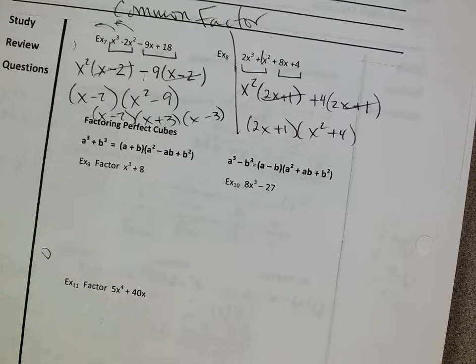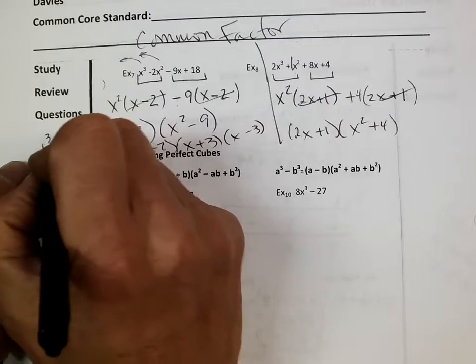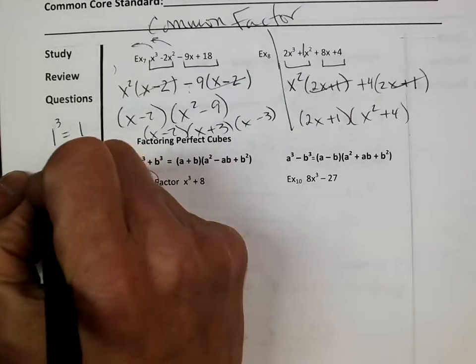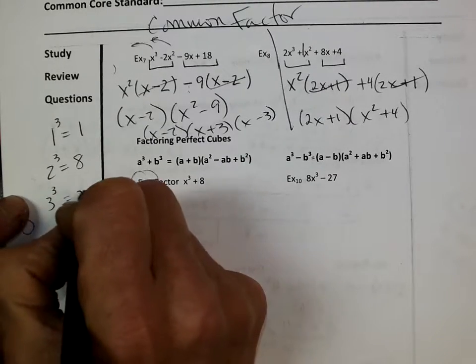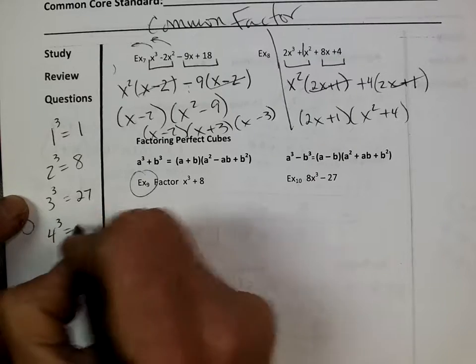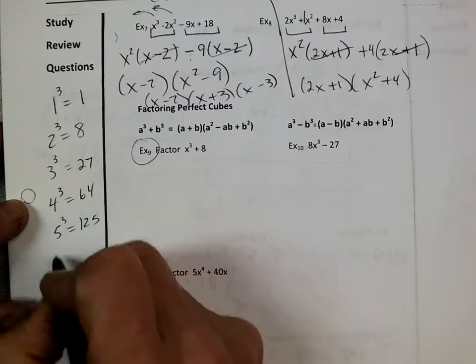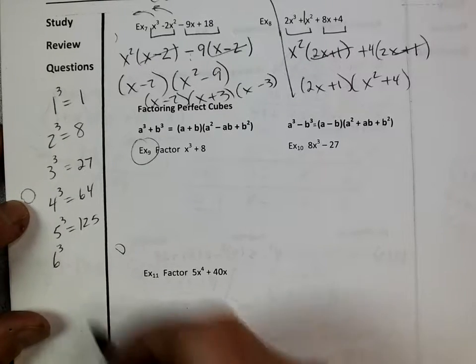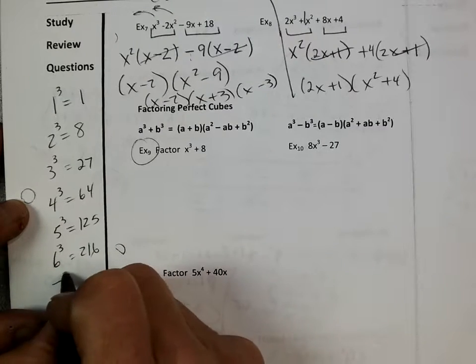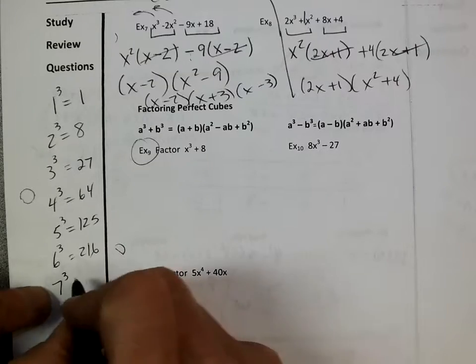Okay, now number 9. Let's write some numbers down. I want you to write these numbers down. 1 cubed is 1. This will help you. 2 cubed is 8. 3 cubed is 27. 4 cubed is 64. 5 cubed is 125. And I think 6 cubed is 216. Better figure that out. Hold on. 6 cubed is 216. Yep. 7 cubed, that might be all the further we have to go. 343. You're close. 343.